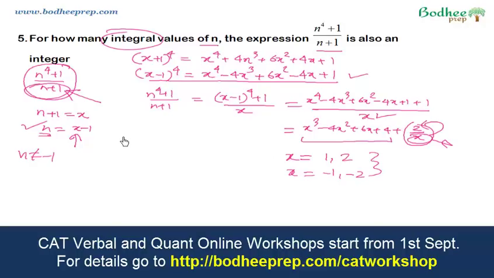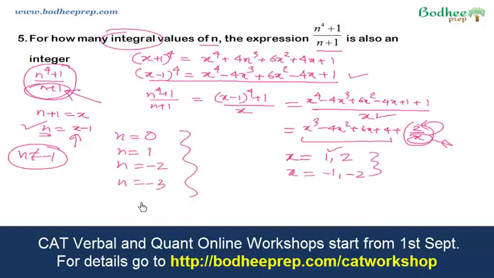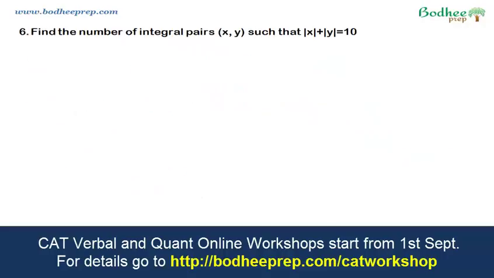So the corresponding value of n, if you want to check: if I take the value of x to be 1, then the corresponding value of n would be 0, which we can take, because the only value of n which we can't take is minus 1, right? And for x equal to 2, the value of n would be 1, and for x equal to minus 1, the value of n would be minus 2, and for x equal to minus 2, the value of n would be minus 3. So these are the four integral values of n for which this entire expression will also be an integer.